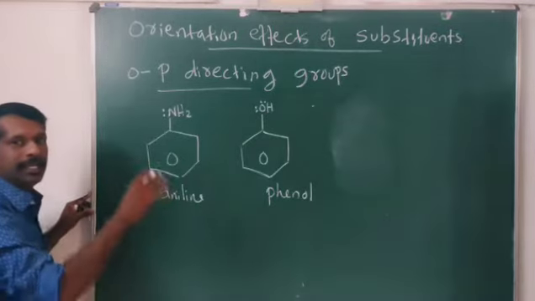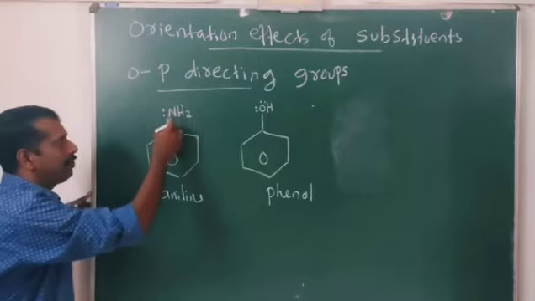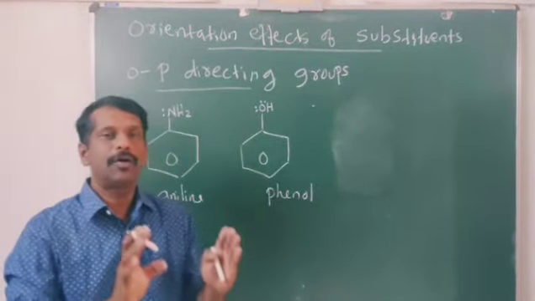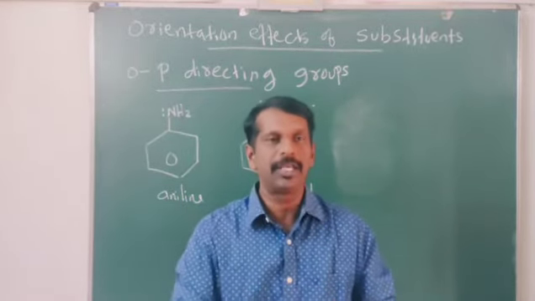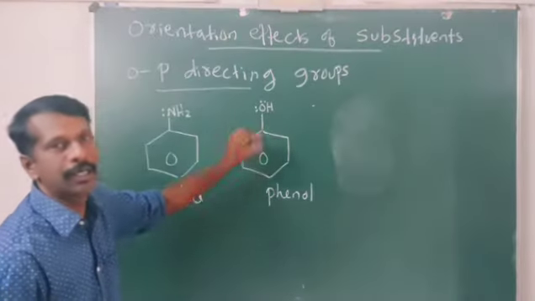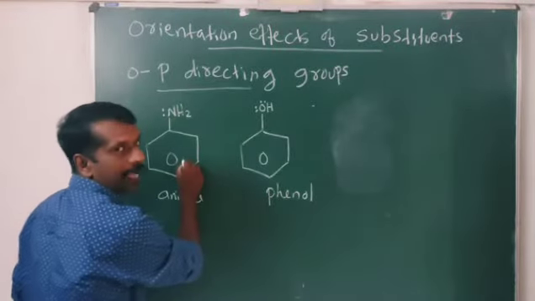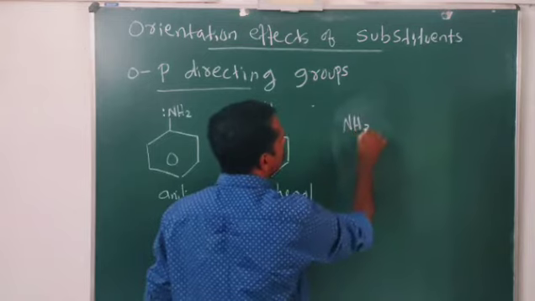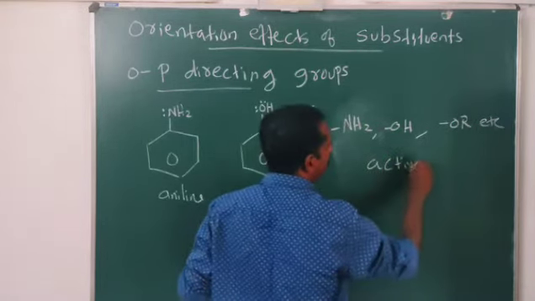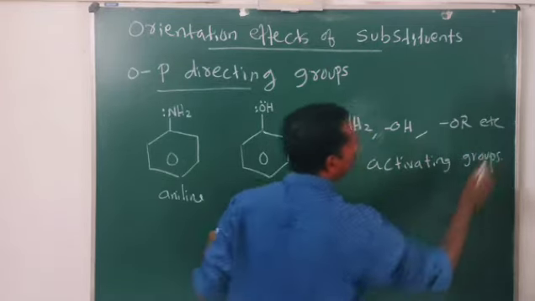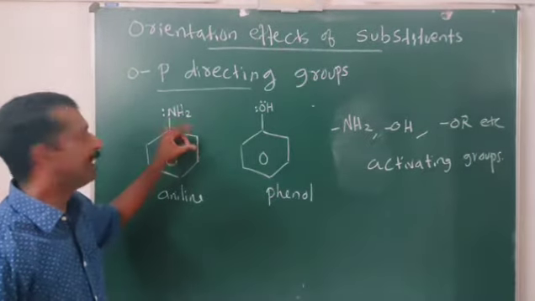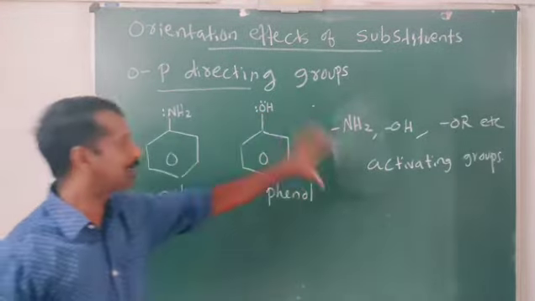So in such groups we can see that the atom which is attached to the ring is having unshared pair of electrons. When the atom which is attached to the benzene ring is having unshared pair of electrons, such groups are called activating groups. This NH2 group is an activating group, OH group is an activating group. So that means NH2, OH, OR, etc. are called activating groups. What do you mean by activating groups? Activating groups means the atom or the group which is attached to the benzene ring is having unshared pair of electrons. Such groups are called activating groups.